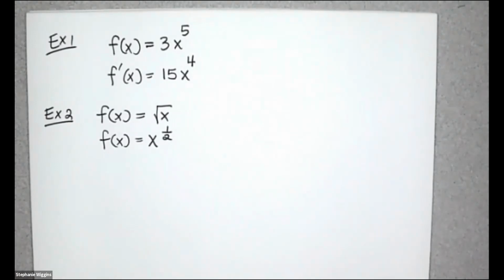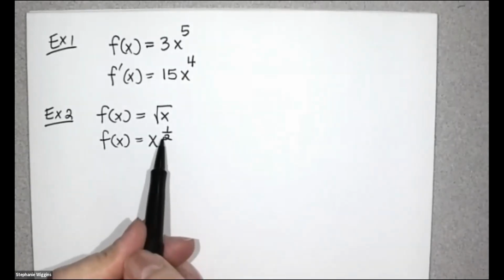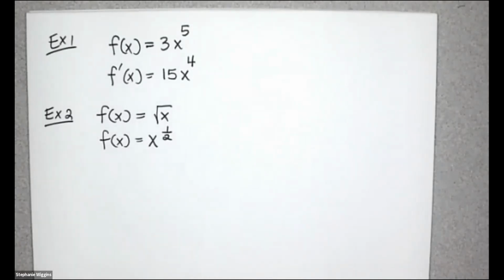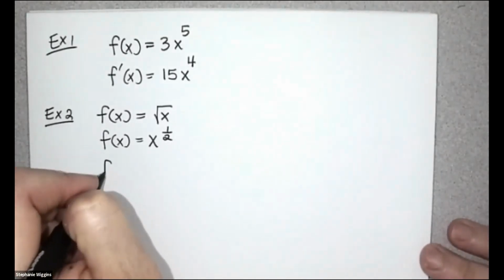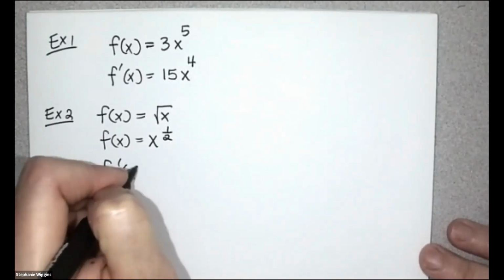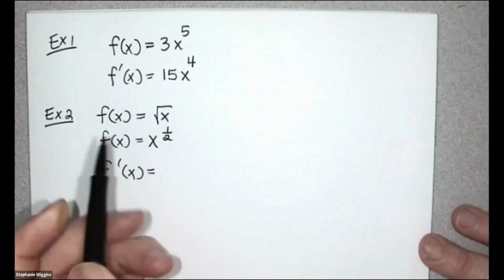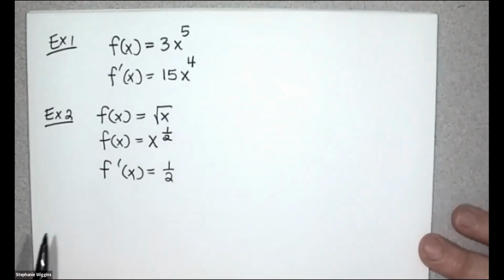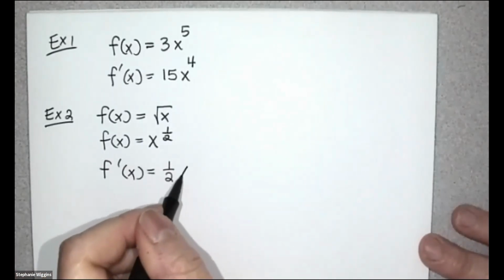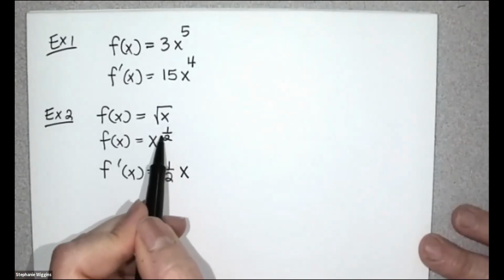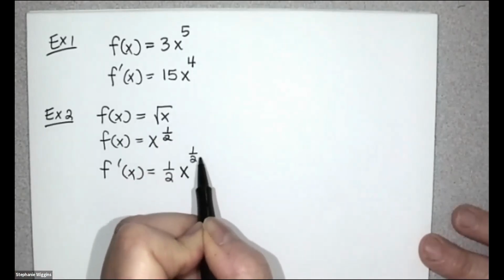And I can't remember if it was this class, but at some point I said that the power was an integer. It doesn't have to be an integer. So obviously this is 1/2. I misspoke. When we take the derivative, we're going to take our power, multiply it out front, and then subtract 1 from that power.